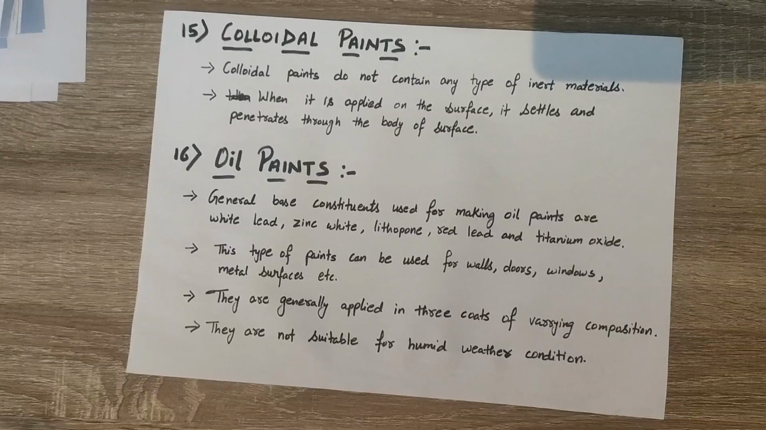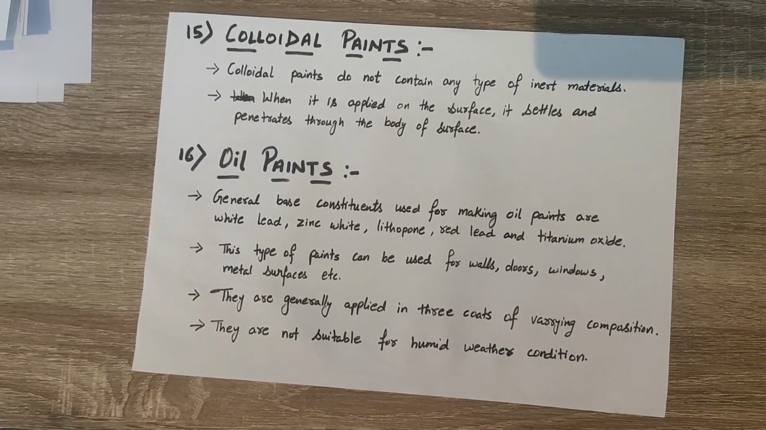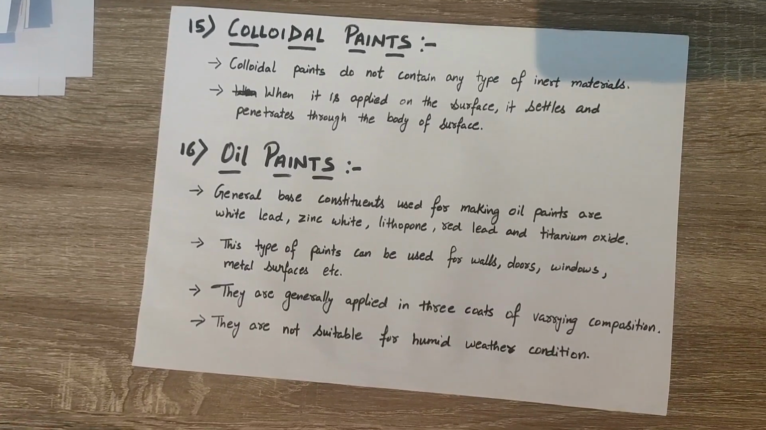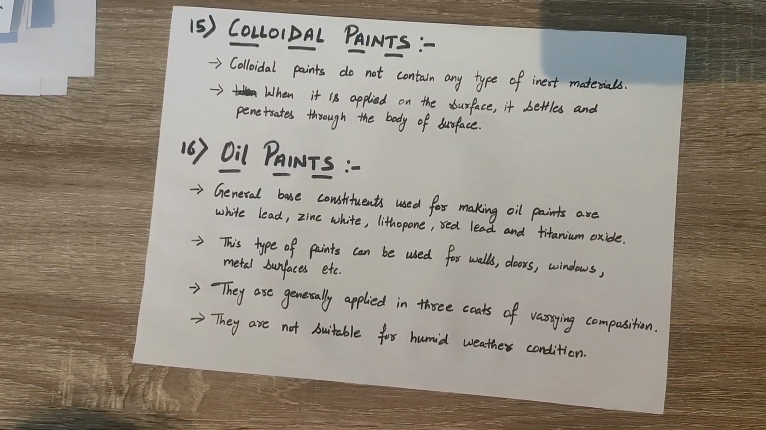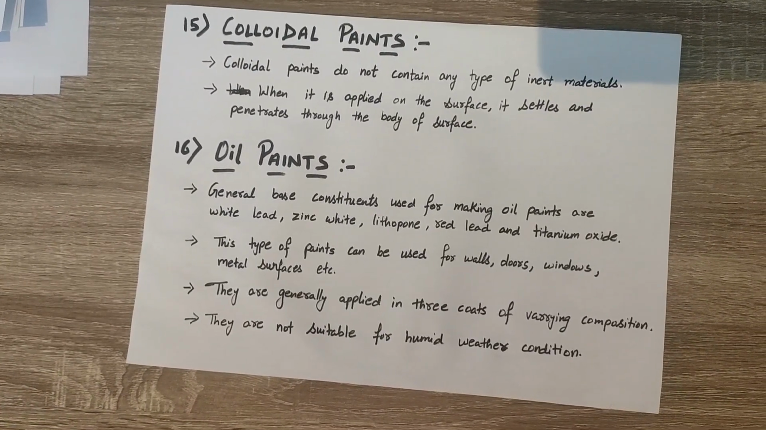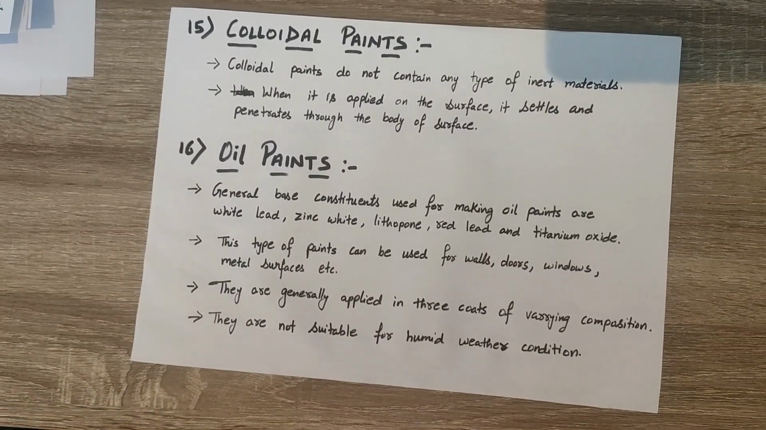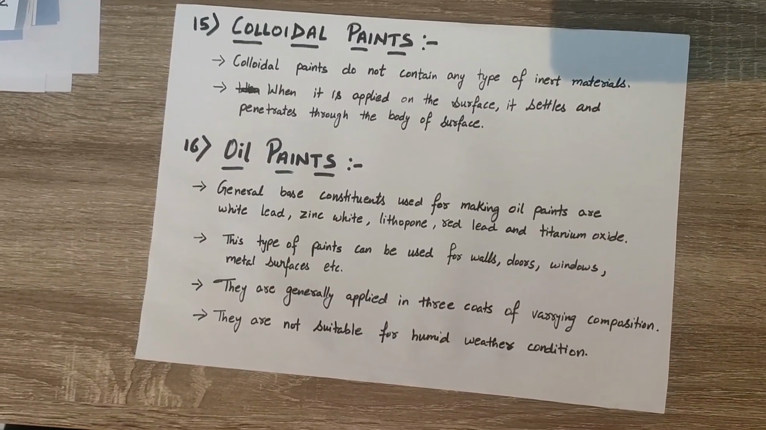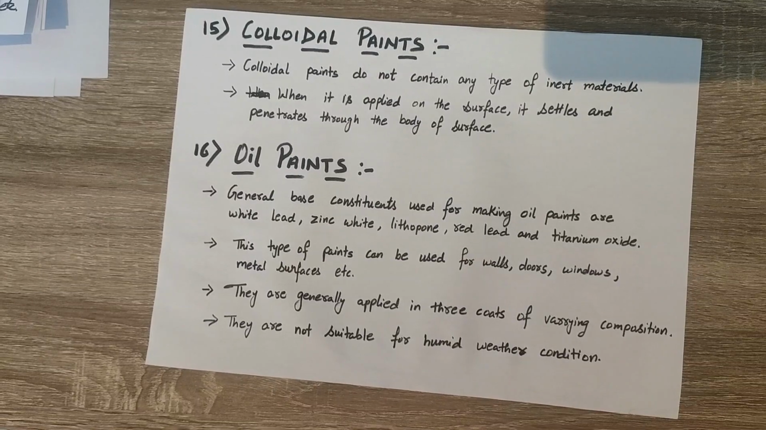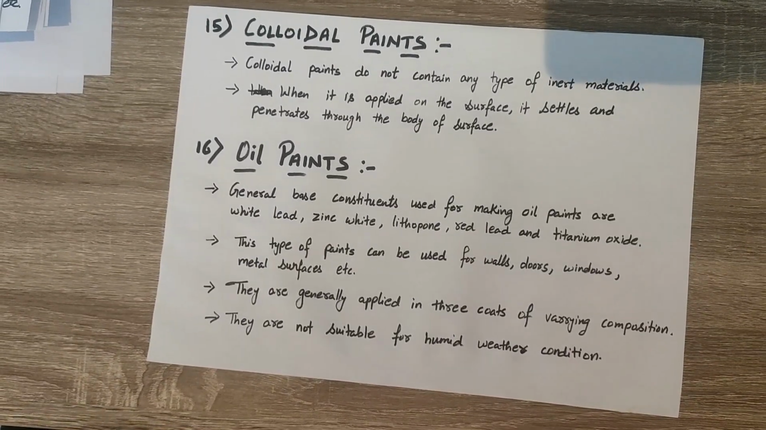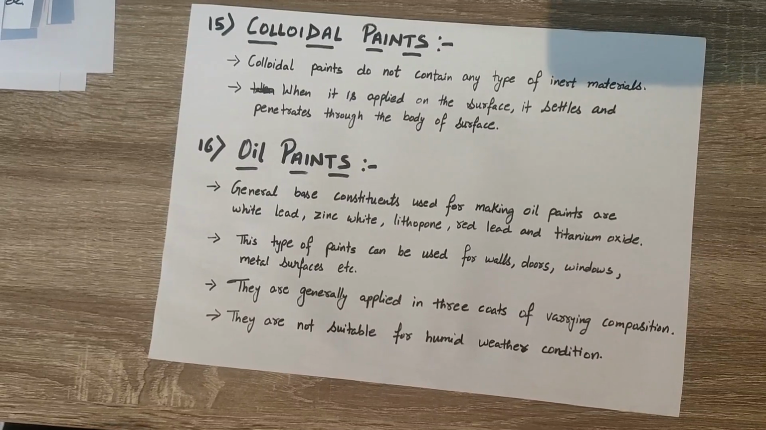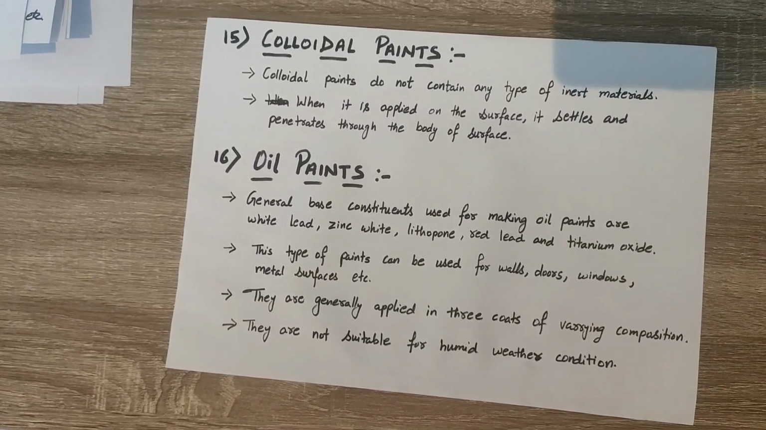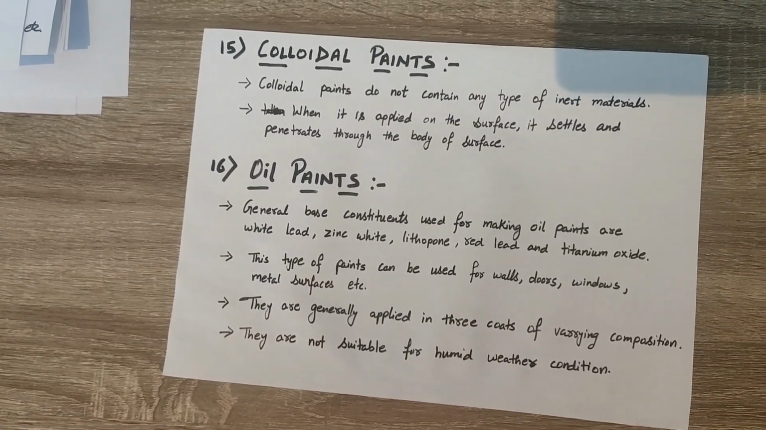So our last paint is oil paint. General base constituents used for making oil paints are white lead, zinc white, lithophone, red lead and titanium oxide. This type of paint can be used for walls, doors, windows, metal surfaces, etc. They are generally applied in 3 coats of varying composition. So first you apply the first coat, then after drying it up, you apply the second coat and third coat. They are not suitable for humid weather conditions. So if there is a problem of humidity or dampness, this kind of paint is not suitable for such conditions.